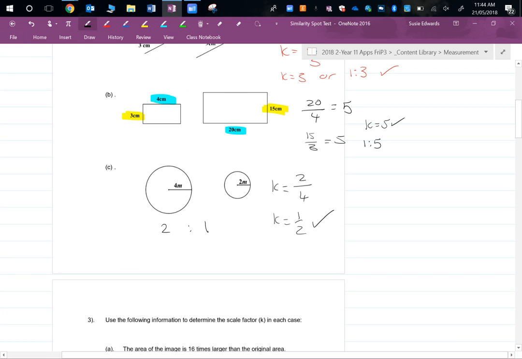So if you wrote 2 to 1, that would be fine, as long as you didn't write 1 to 2. 1 to 2 is very different to 2 to 1. 2 to 1 is correct. But if you wrote 1 to 2, that's not correct.